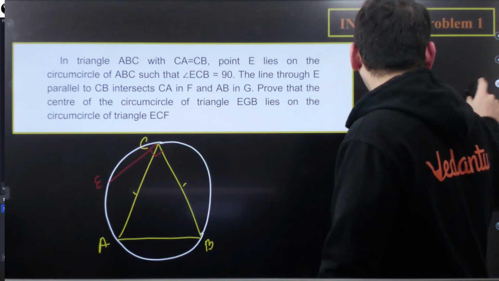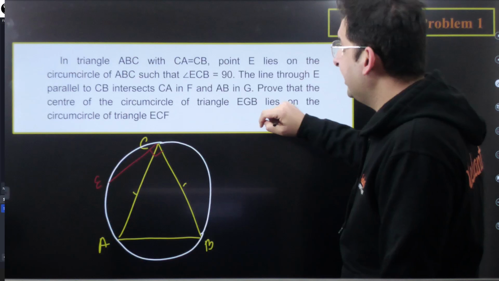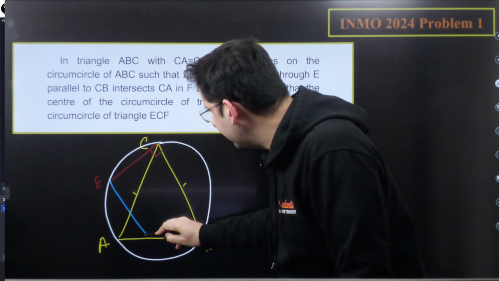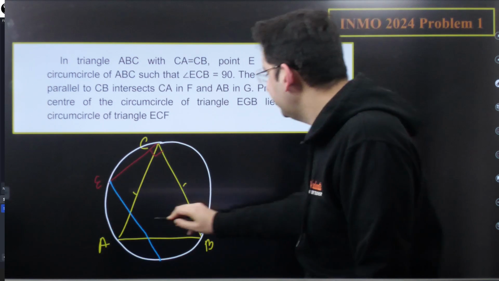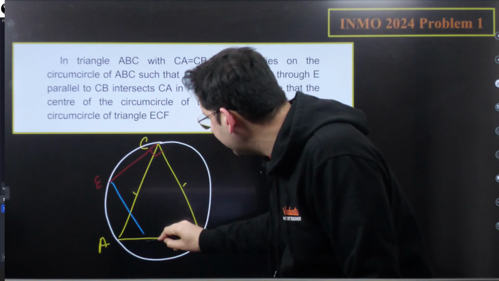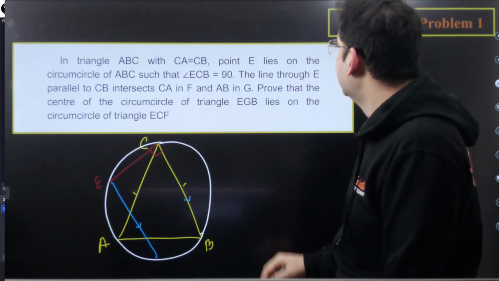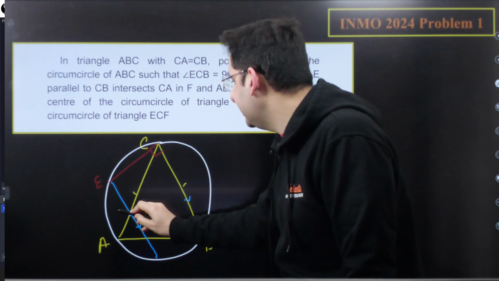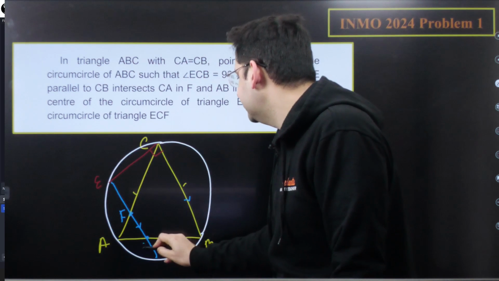The line through E. So there is a line which passes through E and is parallel to CB, right? So this kind of line. Let me draw this line again. There is a line which passes through E and is parallel to CB, right? So these two are parallel. Done. It intersects CA at F, and AB at G, this point G.